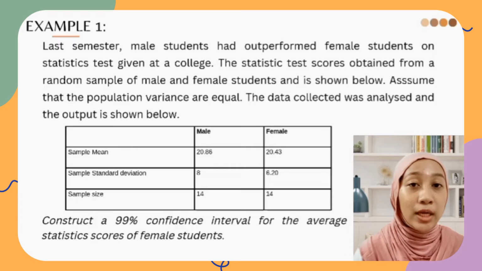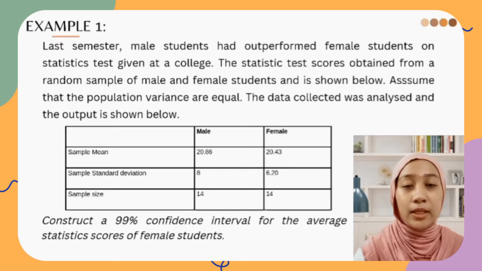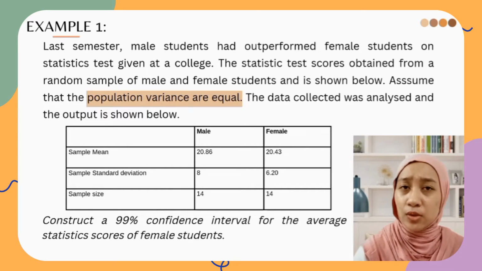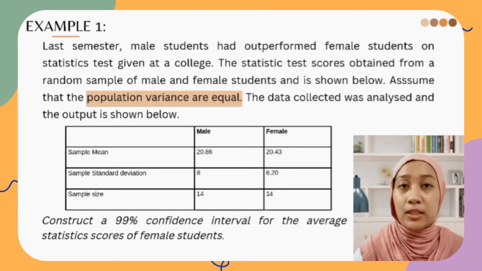So, to know this question is case 2 with the second condition, we look at the question given. It says that the population variances are equal, but it does not give the value of the population variance. So, the population variance is unknown.